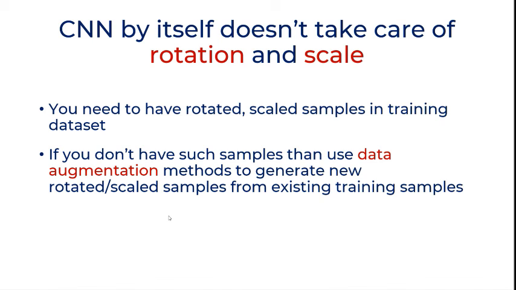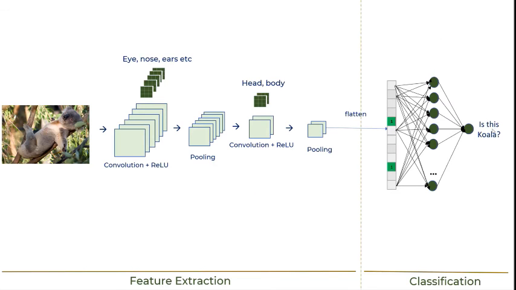What is data augmentation? Let's say for handwritten digits, you take your original data set and then you pick few samples and then you rotate them manually, or you make them larger or you make them smaller, thicker or thinner, and you generate new samples. By doing that, you can handle rotation and scale in convolutional neural network.